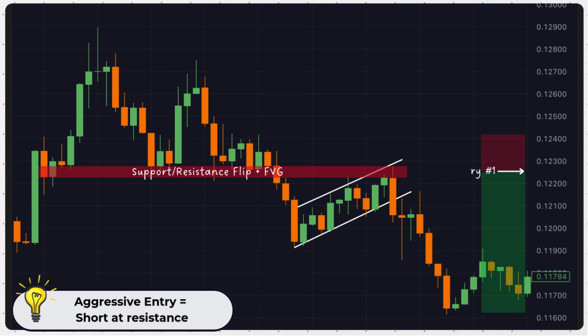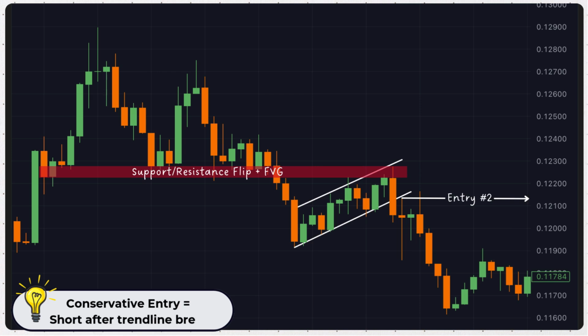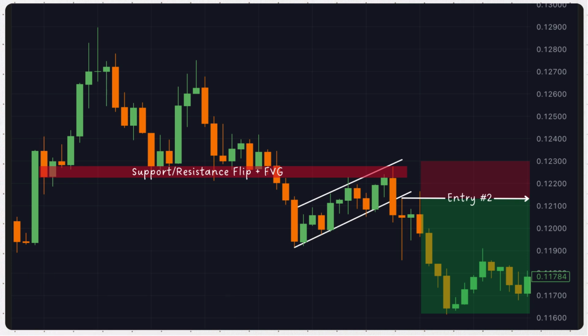Other traders may wait for confirmation, which is a break below the lower boundary of the channel, followed by a retest plus rejection of the broken structure. So if you were to enter here, the invalidation would be above the highest point of the flag. Both approaches follow the same logic: trade with the dominant trend and use confluence to increase probability.